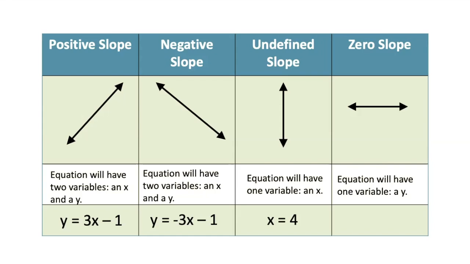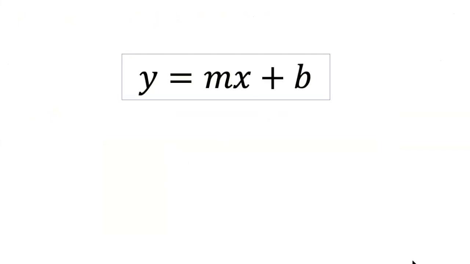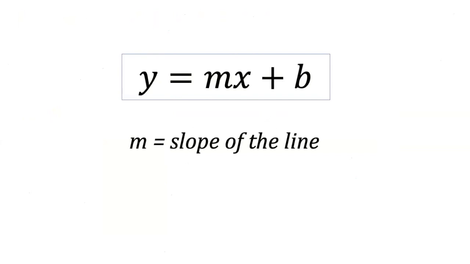Here's the equation of a vertical line. Vertical lines will always begin with x equals. And here's the equation of a horizontal line. Horizontal lines will always begin y equals. You should remember having learned about the slope-intercept form of a line. The general equation is y equals mx plus b, where m always represents the slope of the line and b is the y-intercept of the line. That means where the line will cross the y-axis.